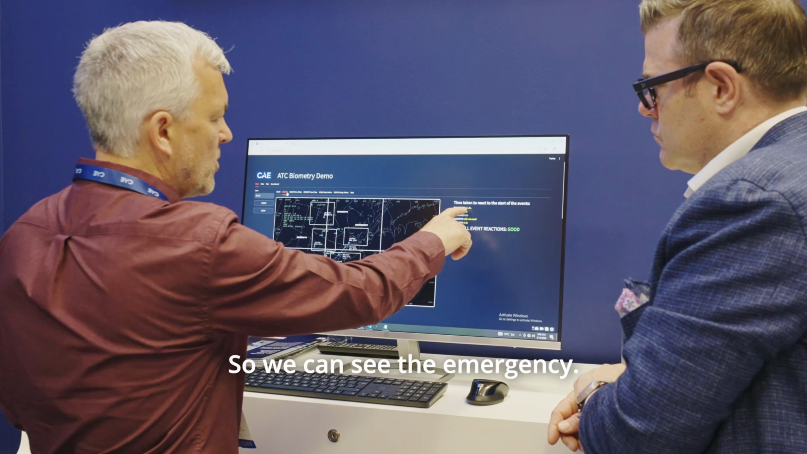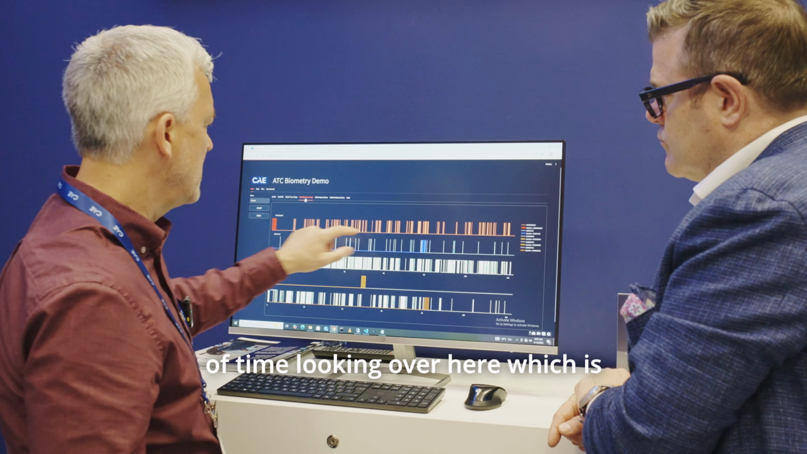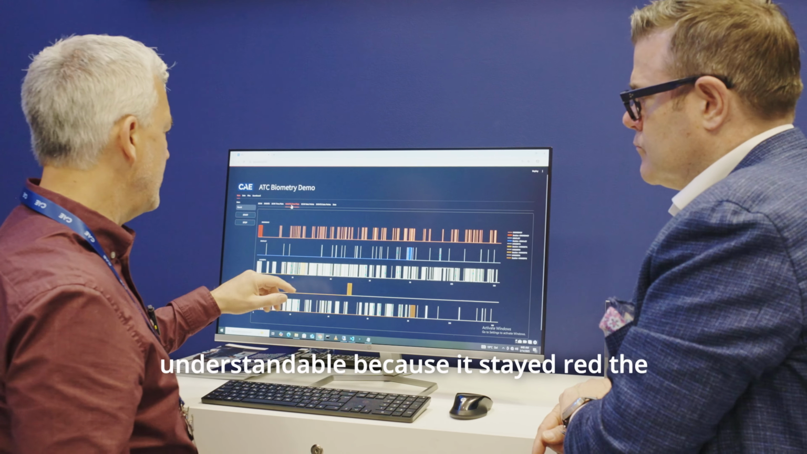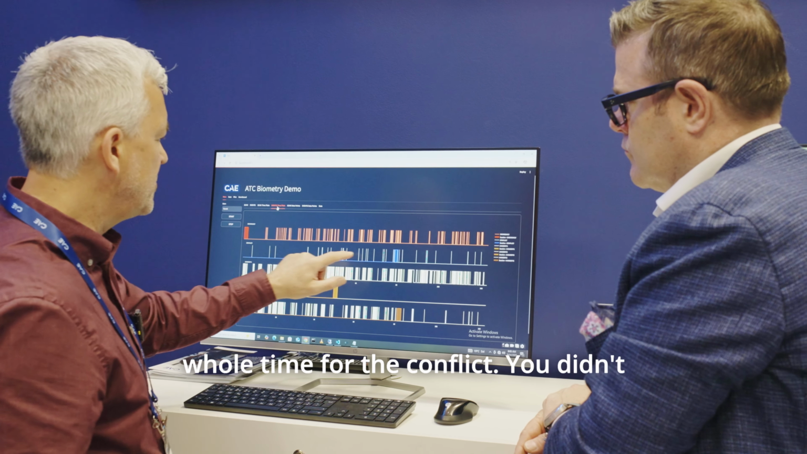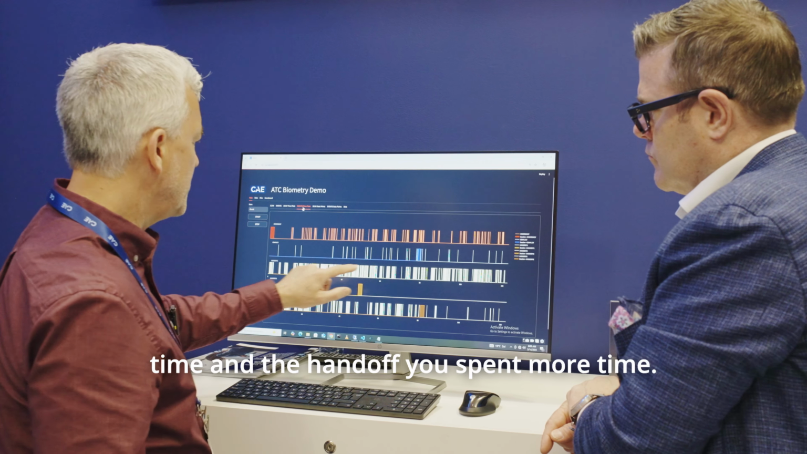So I can show you additional information. So this is the emergency, this is a conflict alert, and these are the 3 handoffs. And we can see the activity of you looking into the zone over here. So you spent a lot of time looking over here, which is understandable because it stayed red the whole time. For the conflict, you didn't spend as much time. And the handoff, you spent more time.